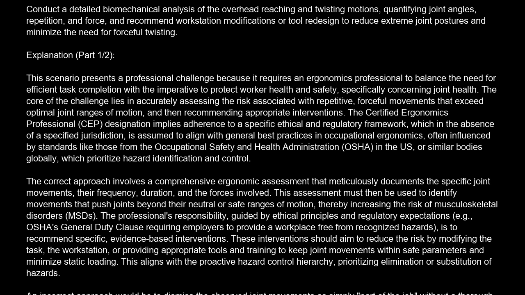The professional's responsibility, guided by ethical principles and regulatory expectations, e.g., OSHA General Duty Clause requiring employers to provide a workplace free from recognized hazards, is to recommend specific, evidence-based interventions. These interventions should aim to reduce the risk by modifying the task, the workstation, or providing appropriate tools and training to keep joint movements within safe parameters and minimize static loading. This aligns with the proactive hazard control hierarchy, prioritizing elimination or substitution of hazards.